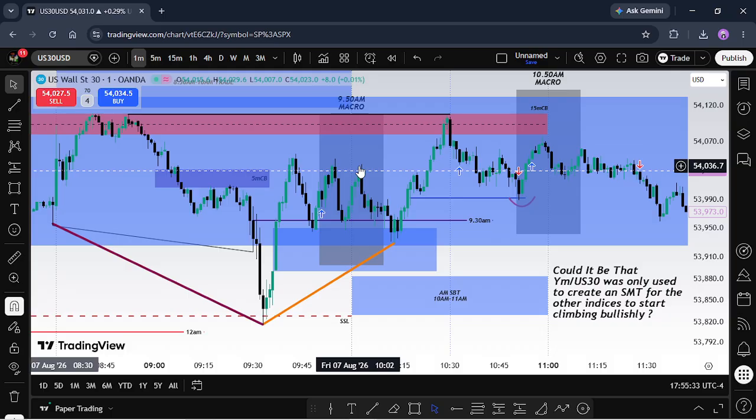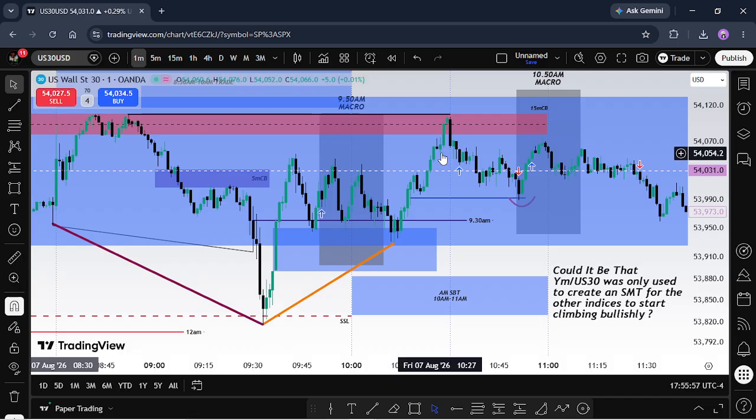Took that high, sorry. Failed to take that high, failed to take that high. And then it took that high, and that high in one sweep. One, two, three candles took all these three highs. And then the fourth candle took this high. Then this one retraced into here.